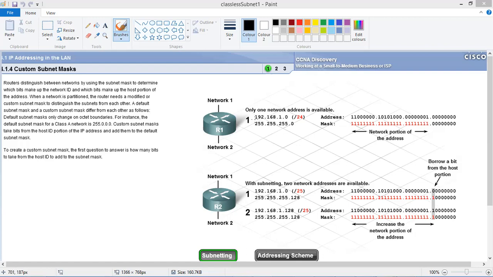This IP address, 192.168.1.0, is a class C IP or a class C network address.